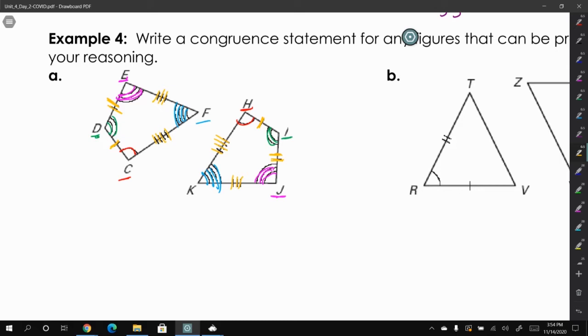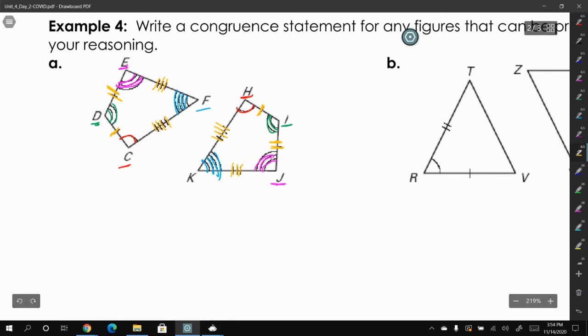Yes, DC and HI are congruent to each other because they both have one tick mark, but DE has two markings on it, so that means that is not congruent to DC. DE is only congruent to IJ because they have the same number of markings on that segment. Same thing with the angles. Angles C and H both have one arc marking, so that means those are the only two angles that are congruent to each other.